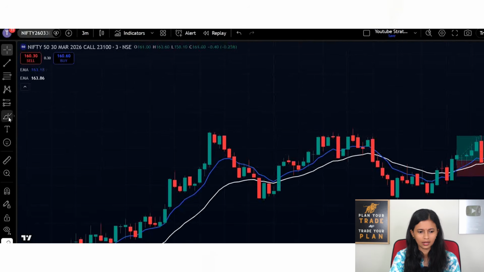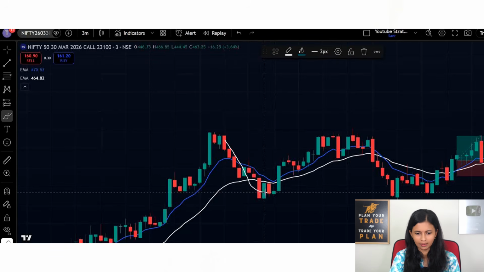If you check another example over here, you can see the price came from above, then it came below, and here this candle gave a very good breakout.